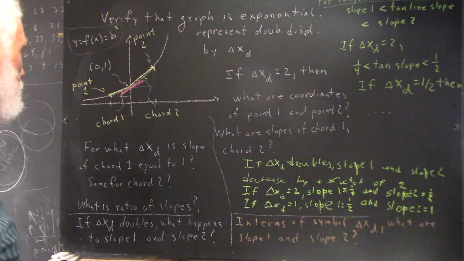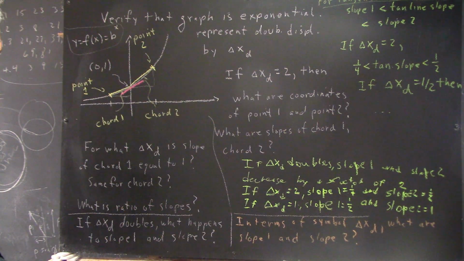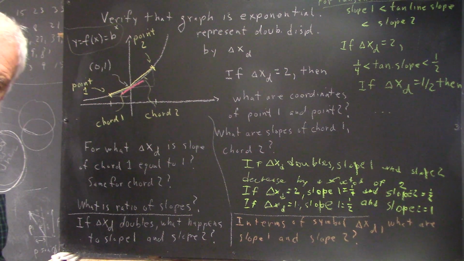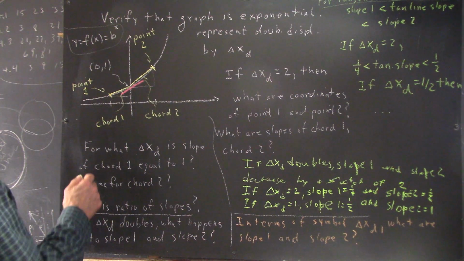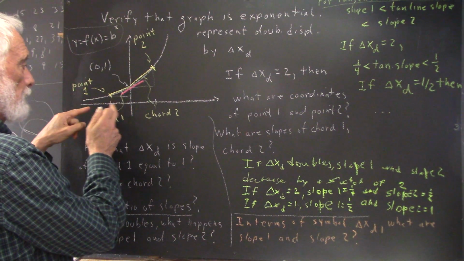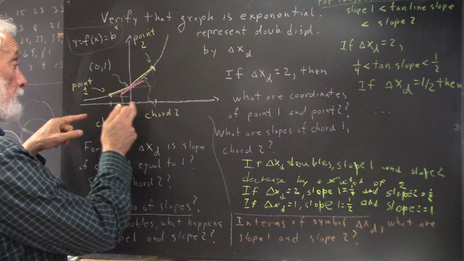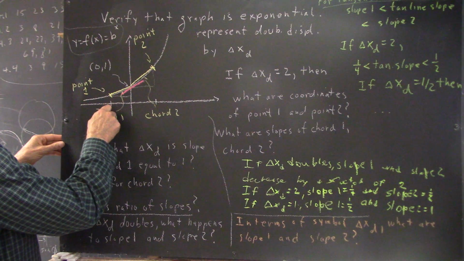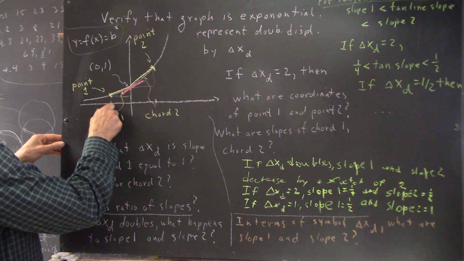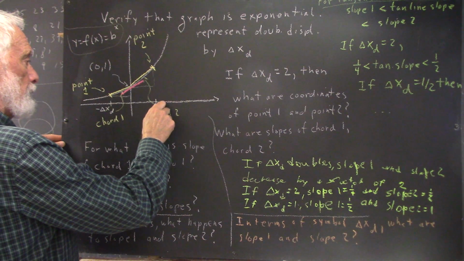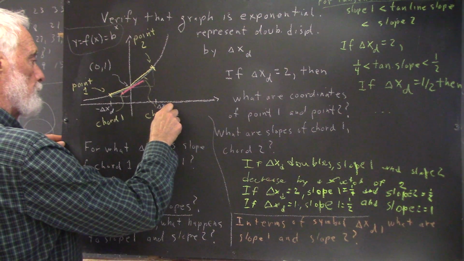Now, point 1 is here, and I should probably label the coordinate at this point. This is a doubling displacement to the left of the origin. This is a doubling displacement to the right. So I could say that this coordinate is negative delta x sub d, and this one is delta x sub d.